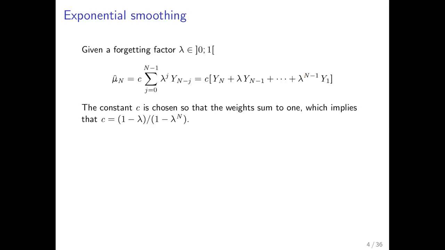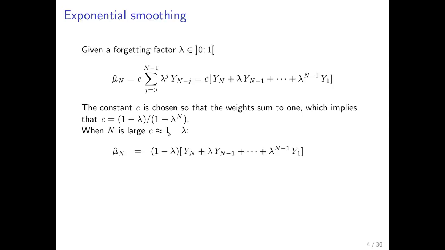So the first method is called exponential smoothing. Basically, you start off with a forgetting factor, which is a number between 0 and 1, and then you make a weighted sum of all your previous observations, where you use lambda to the time difference power j as weight. We can write it out as a long sum, and in order for this to be a weighted average, we need the sum of the weights to be unity, and we get that by choosing the initial constant c as 1 minus lambda over 1 minus lambda to the n power.